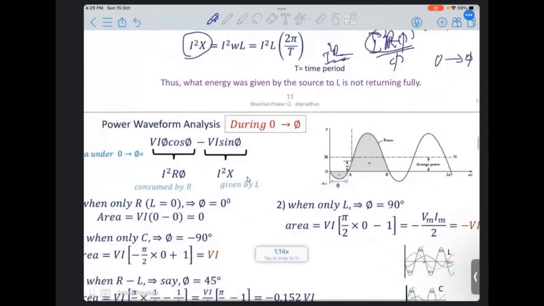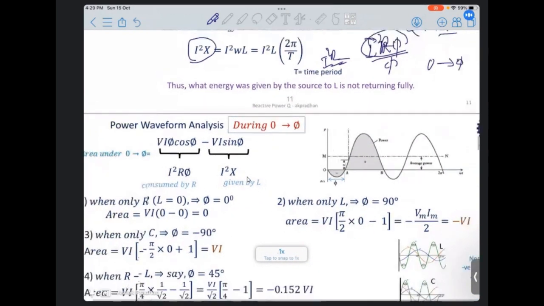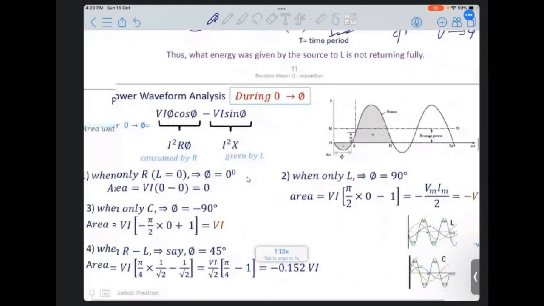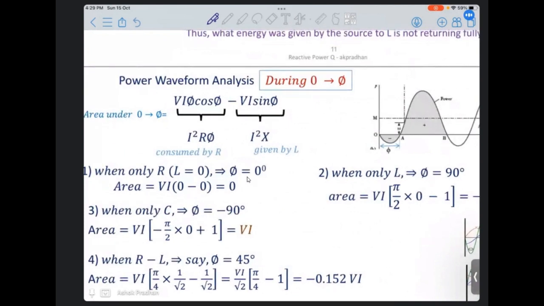Now, we are still describing this. Let me consider what this equation reveals a little bit further. So this is Vi, the 0 to phi integration, this small area, that equals Vi phi cos phi minus Vi sin phi, which we call I square R phi minus I square X, as we derived.